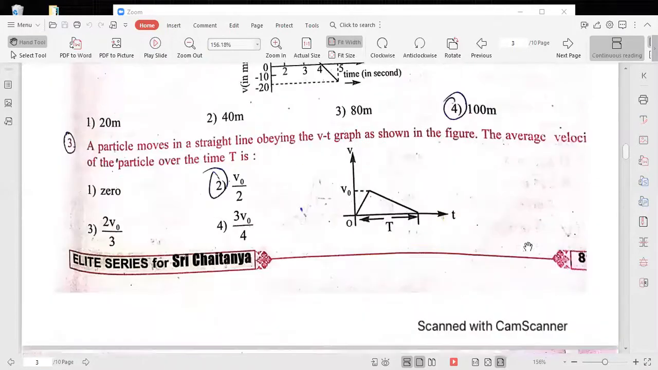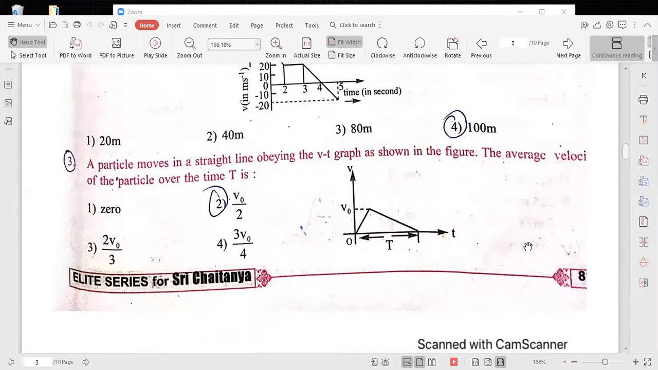Okay, so the third problem, very very important, that was a previously asked problem. Third problem, you see the problem. A particle moves in a straight line obeying the VT graph as shown in the figure.